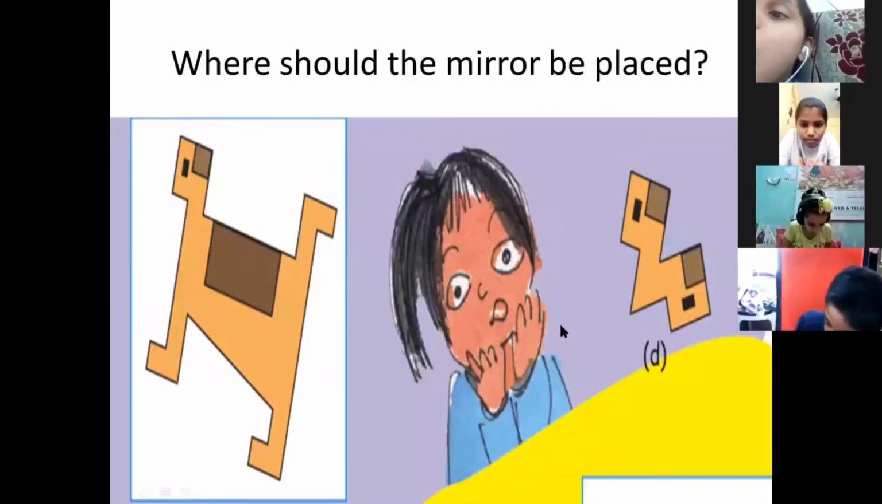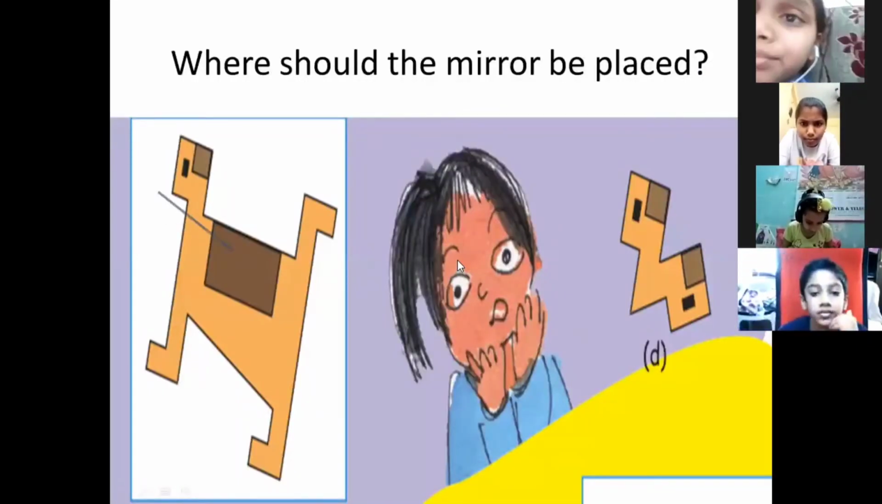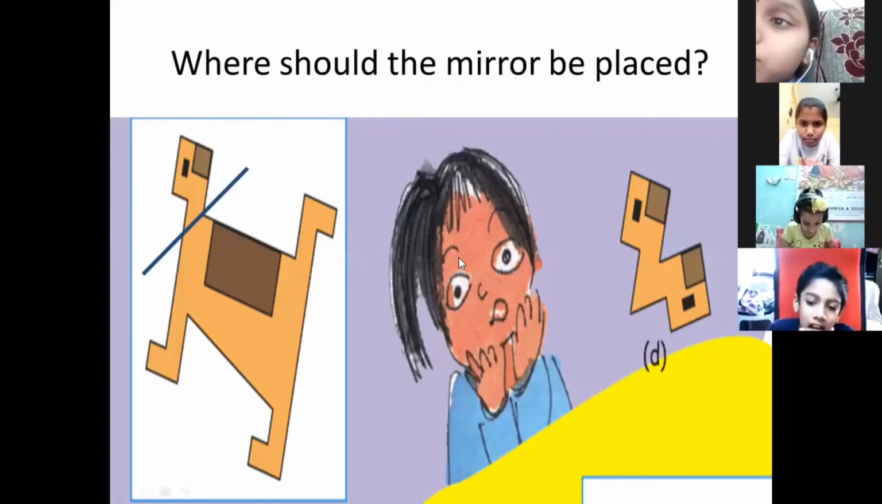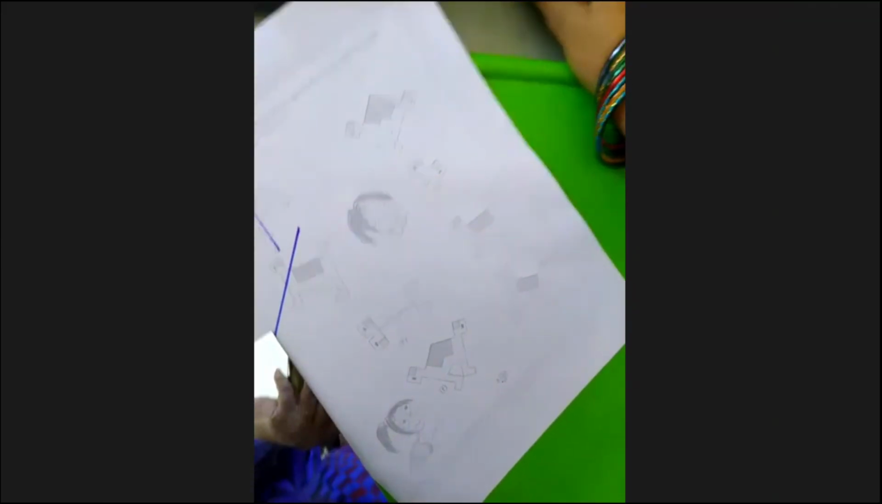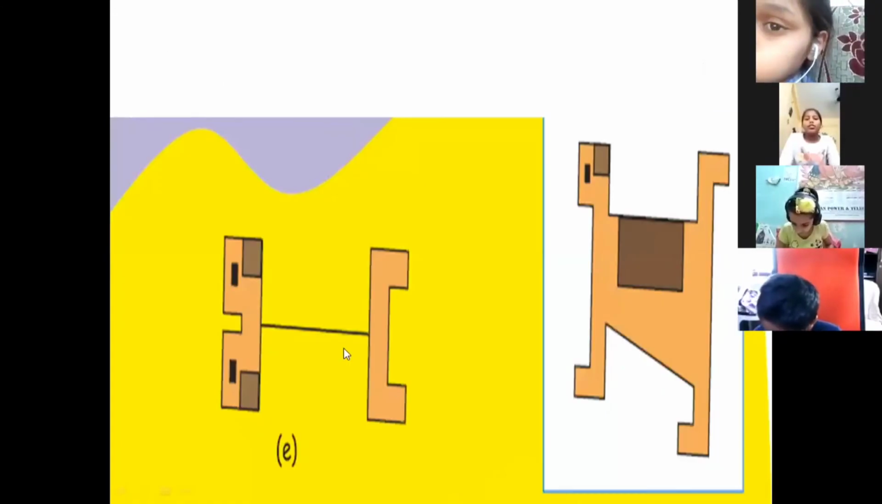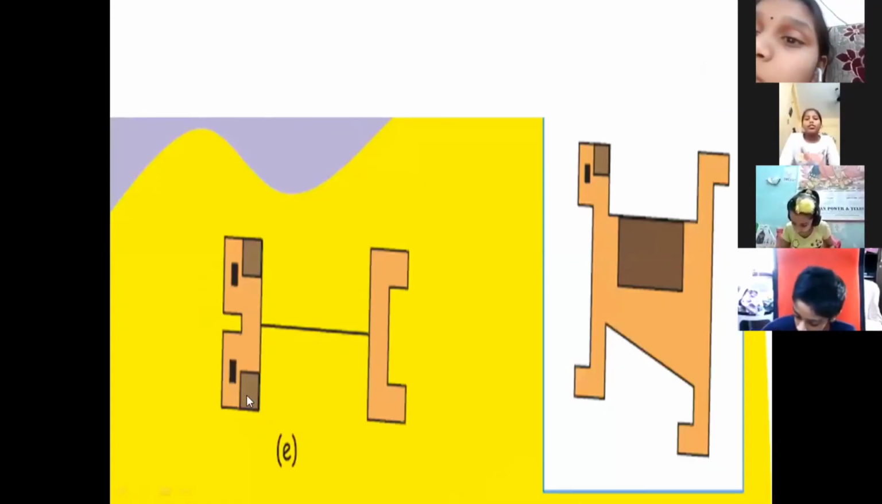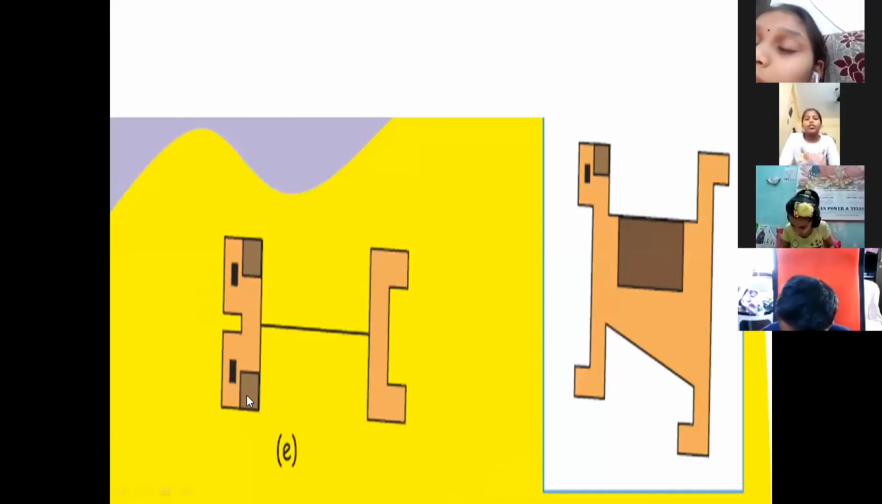So here we have to draw the dotted line to get the picture D. Next one. So here to get this picture, what is this picture E? To get this picture, where we have to place the mirror?